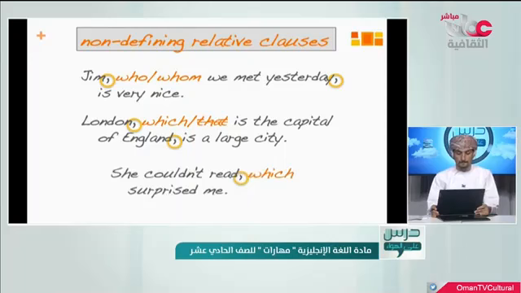And a third example, she couldn't read, which surprised me. Now you remember that comma which combination from the second video, and you know that the which here refers to that whole sentence, to the whole fact that she couldn't read, and we need a non-defining relative clause. You need a comma. She couldn't read, which surprised me.